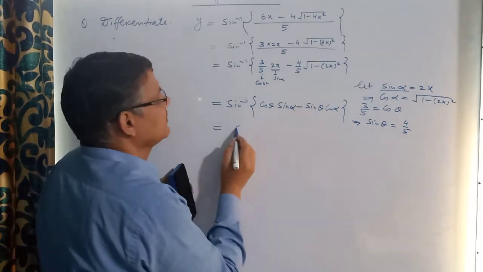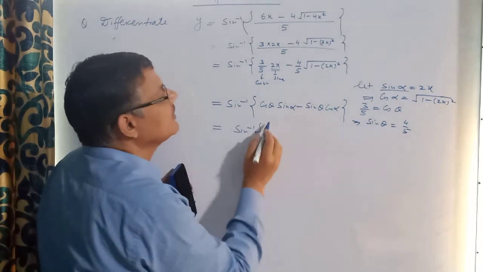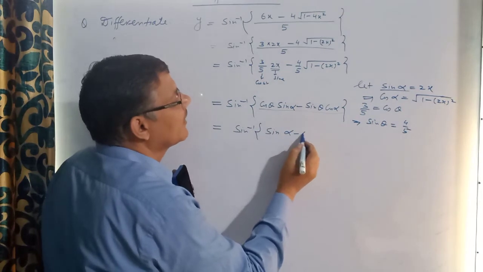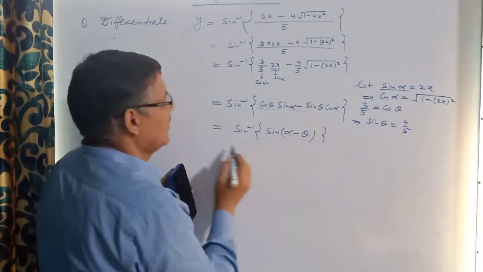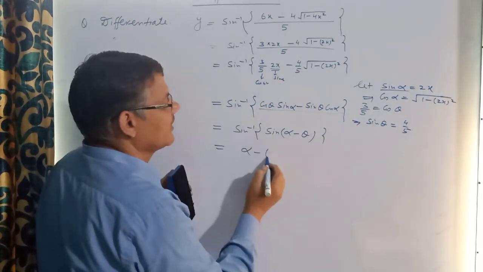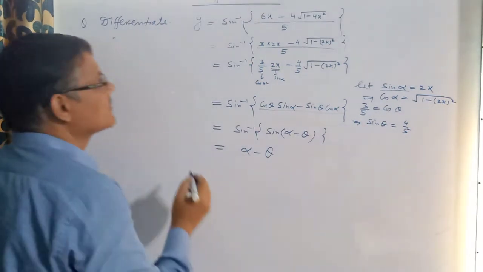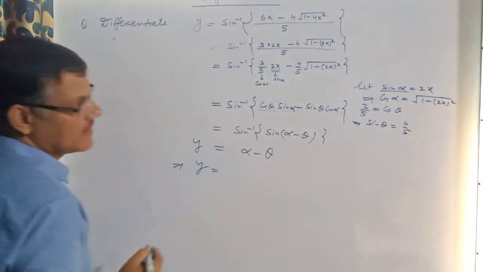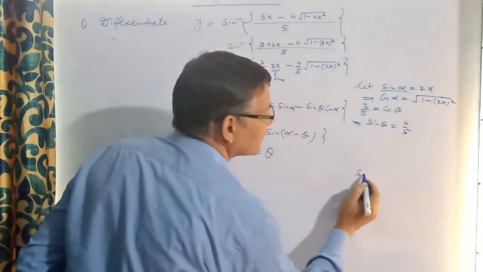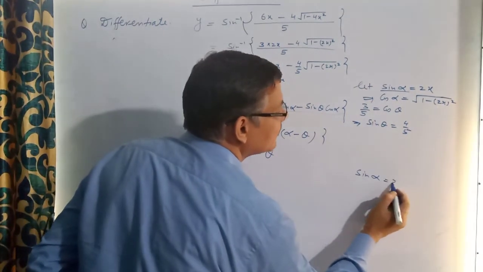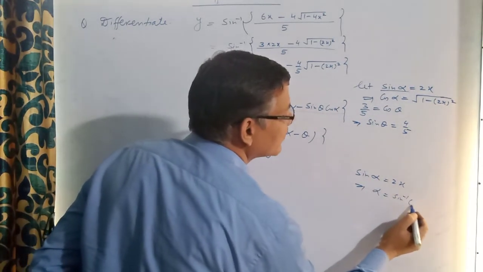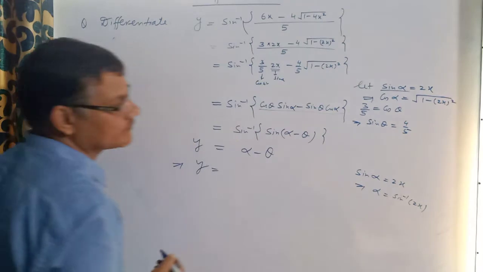Now we get it is equal to sine inverse. It can be written as sine of alpha minus theta. And finally we get alpha minus theta. This is the value of y. It implies y is equal to, what is alpha? Since sine alpha is equal to 2x, it implies alpha is equal to sine inverse of 2x.